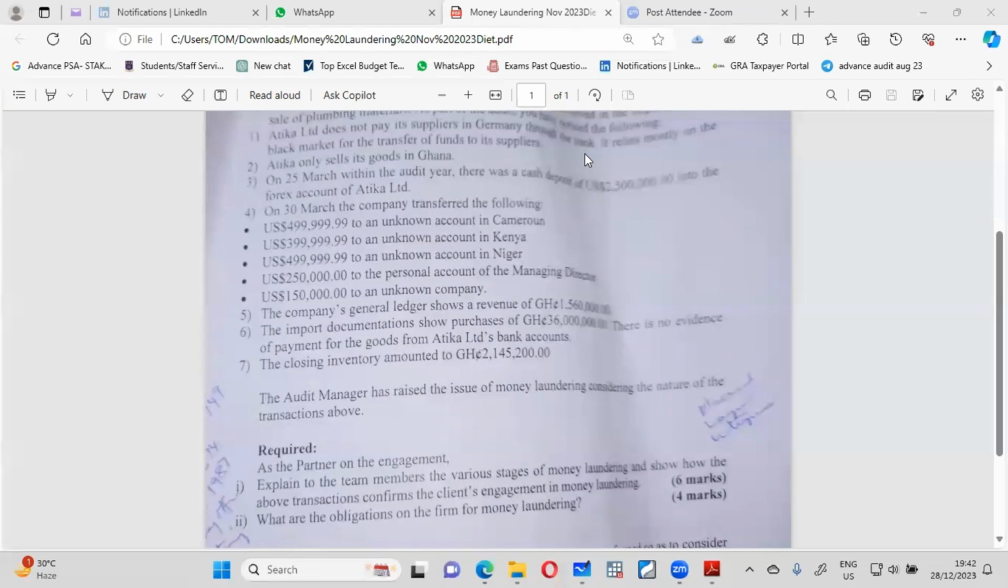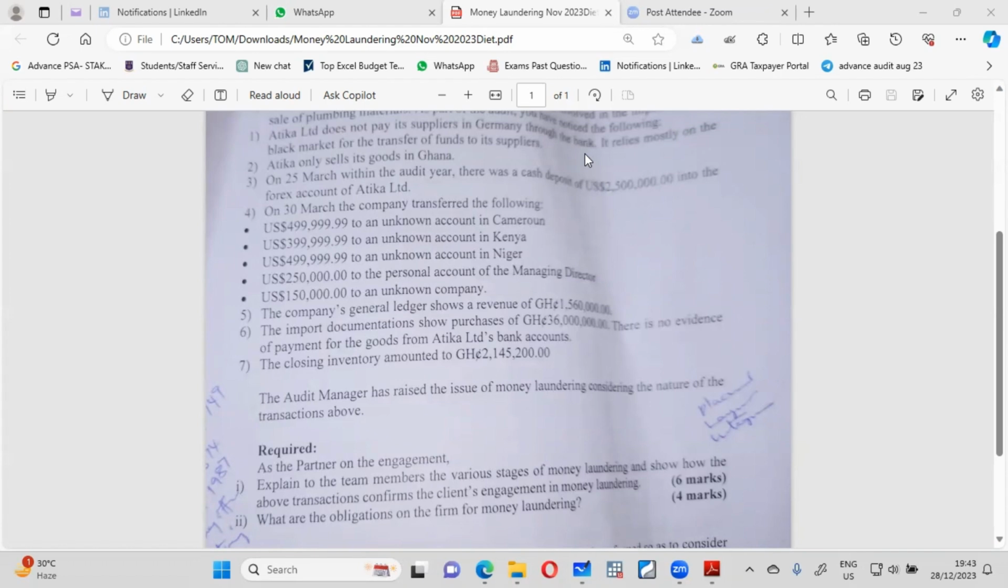All right. It's very important that when you are answering these questions, you spot these things. A Ghanaian person who sells in Ghana cedis and gets that amount of dollars raises a question. And again, you saw that their general ledger account for revenue showed 1.56 million. How can you have revenue of 1.6 million Ghana cedis, yet you are depositing $2.5 million? You see the currency, it tells you.